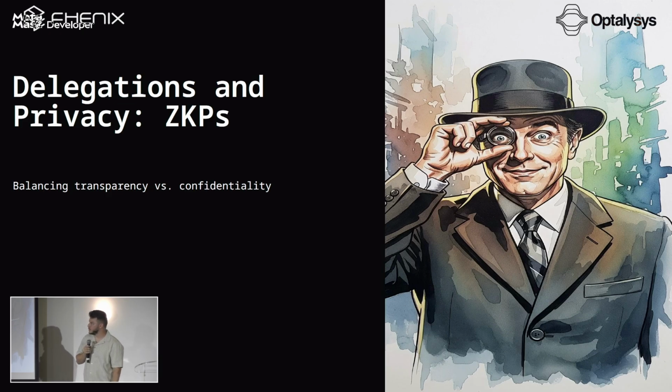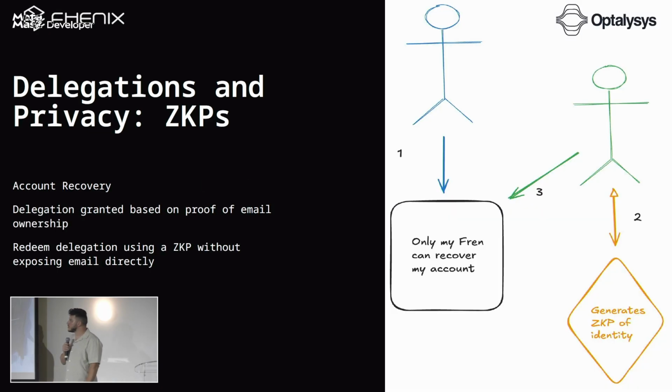And one of the ways we can do that is with ZKPs. So here's one, let's think about account recovery, right? One of the things about the delegation framework is the caveat enforcers have this args value that allows the redeemer to pass in specific things when they're redeeming the permission. So they could pass in a ZKP into the caveat enforcer.